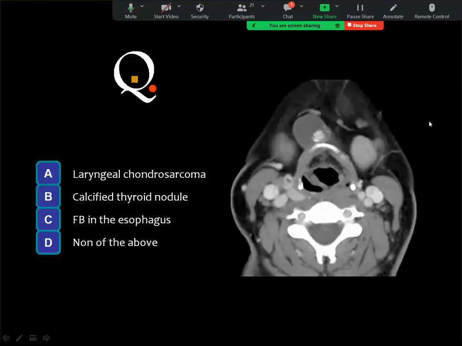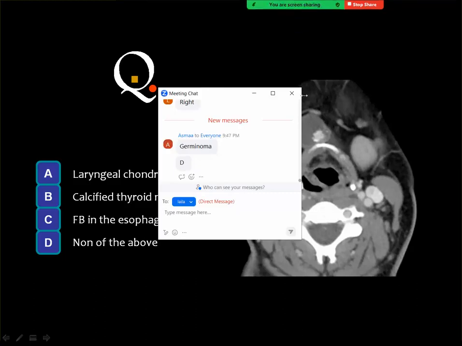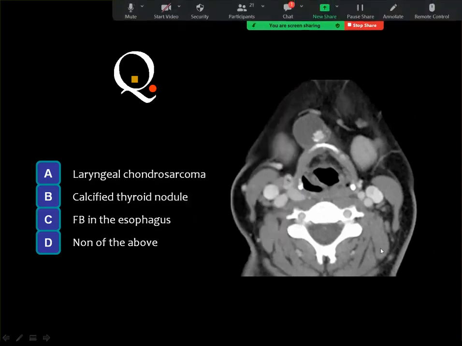Next case, and you see a cystic lesion anterior to the thyroid cartilage. Is this laryngeal chondrosarcoma, calcified thyroid nodule, foreign body in the esophagus, none of the above? Yes, the answer is D, of course. This is none of the above. This is a thyroglossal duct cyst with carcinoma, papillary thyroid cancer inside the cyst.